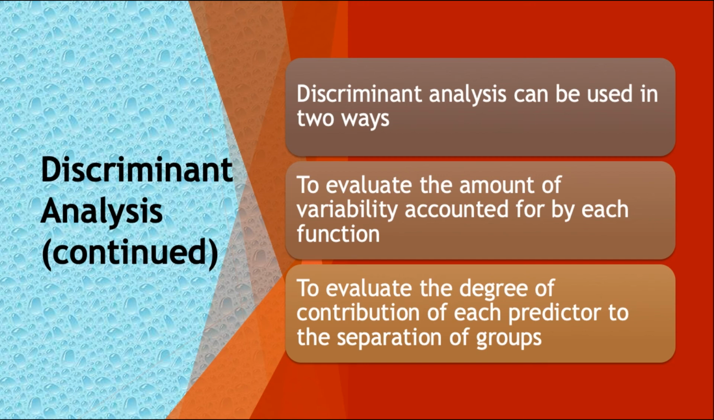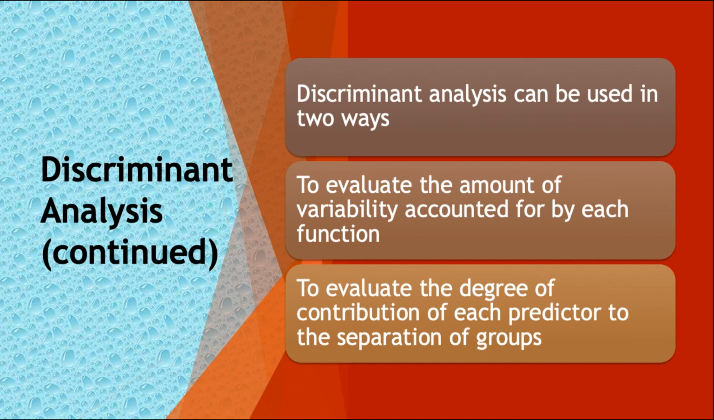You can use the discriminant analysis in two ways. First, you can evaluate the amount of variability accounted for by each function. You would do this by conducting a dimension reduction analysis that provides a canonical correlation coefficient and significance test for each function. The squared canonical correlation coefficient gives a measure of the variability accounted for by a specific function. By looking at a dimension reduction analysis, you can determine the significance of each function and the variability accounted for by each function.